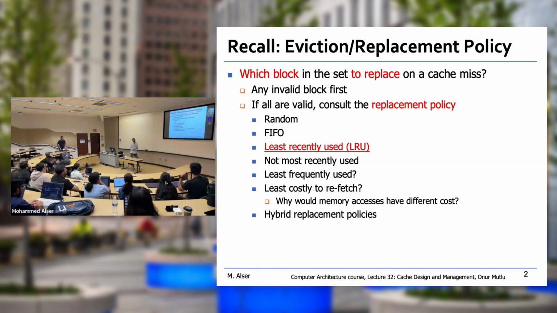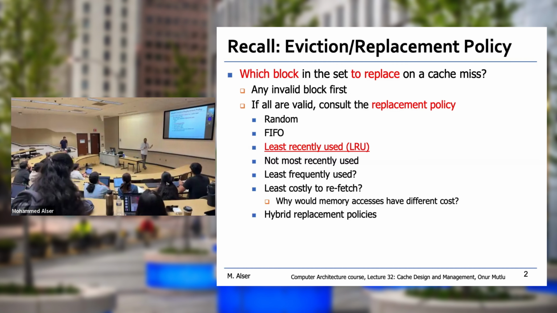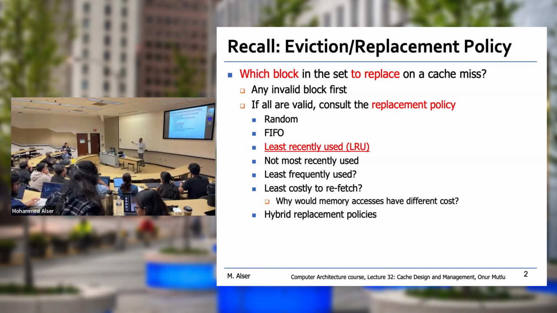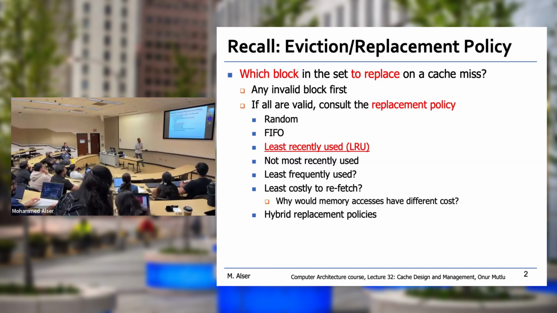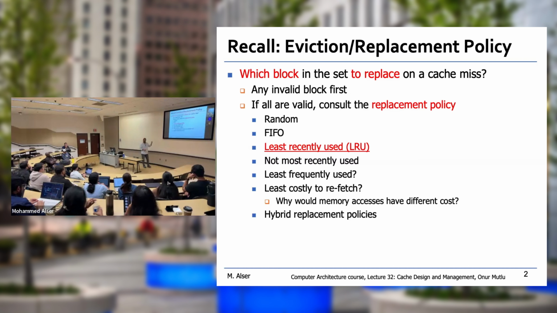Least costly to refetch. So now we try to talk about cost, and the cost is something subjective. There is no single cost here. The cost could be time, which is latency. Do we need to access it from a very far place and bring it to the cache or to the CPU? But it could also be the miss rate. This is one of the important metrics for improving performance. If we miss that block many times, of course, we are going through a very long trip to bring that block to the CPU.